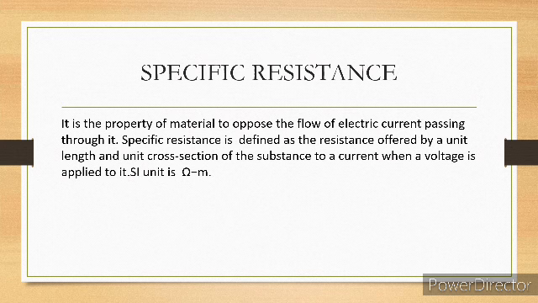It is any material. If you take any wire, it has its own properties. In the same way, specific resistance is one of the properties of a material. So this material opposes the flow of current. In any material, if this specific resistance is present, then it opposes the flow of electric current passing through it. That is nothing but specific resistance.